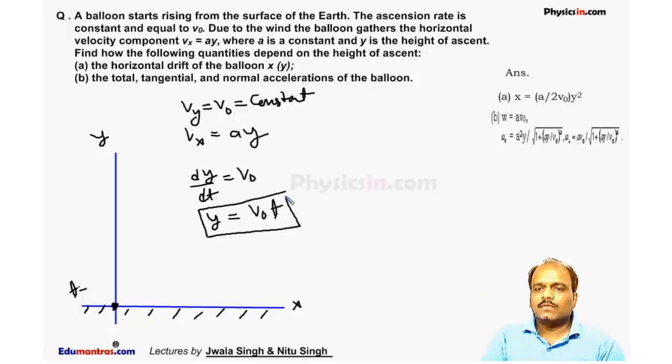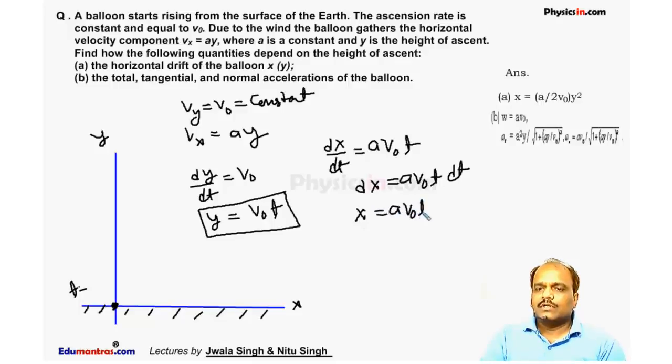This is the value of y as a function of time. Now we can say vx is equal to dx by dt, and dx by dt is equal to a into y, and y is v0 t. So I will write here, it is v0 into t. So dx comes out to be a into v0 into t into dt. So after integration we get x equal to a v0 into t square by 2. This is the x coordinate of the particle as a function of time.